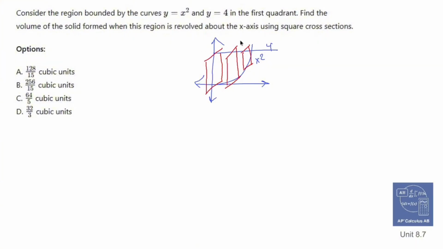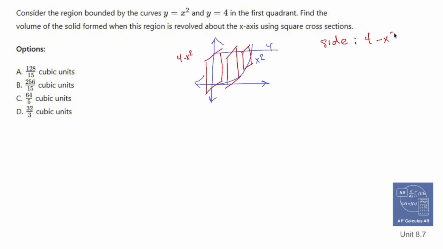Now these are squares, and whatever the height is between these two curves is also going to be the length. So if we're looking at 4 and x squared, the length of each side is going to be 4 minus whatever x squared is at the moment. So that's the thing that I need to look at first, is that the side length is going to be 4 minus x squared.